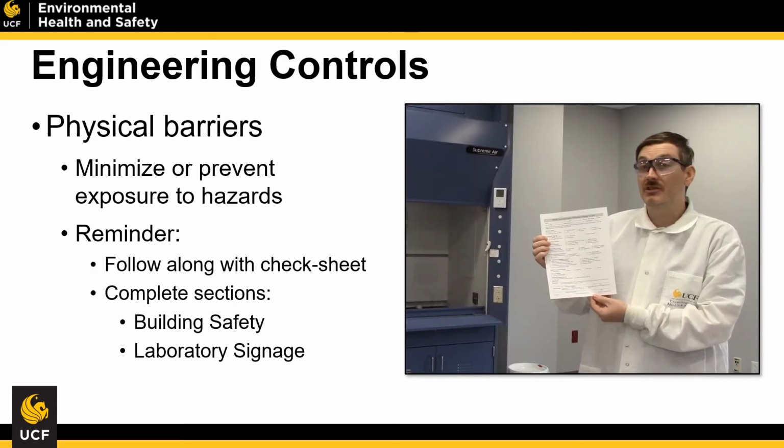So let's talk about engineering controls now. Engineering controls are physical barriers that are designed to minimize or prevent your exposure to a hazard. I would also like to remind you at this point to look at your check sheet and check off any boxes that are indicated for building safety and laboratory signage. At this point, we've covered all of that material, so go ahead and check those boxes. But if you have additional questions, please reach out to the Environmental Health and Safety Department and we'll be glad to answer those.